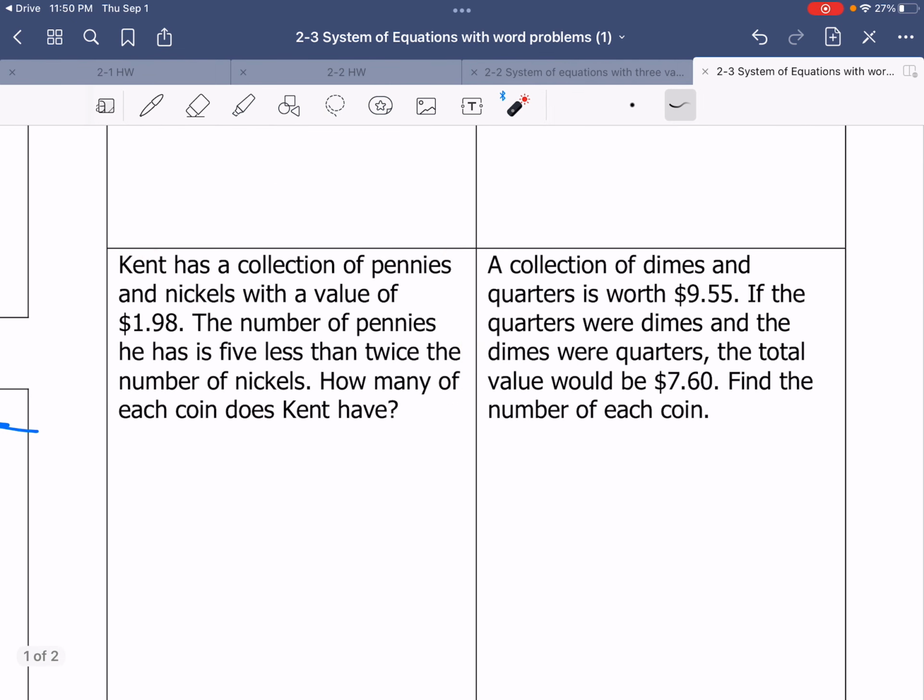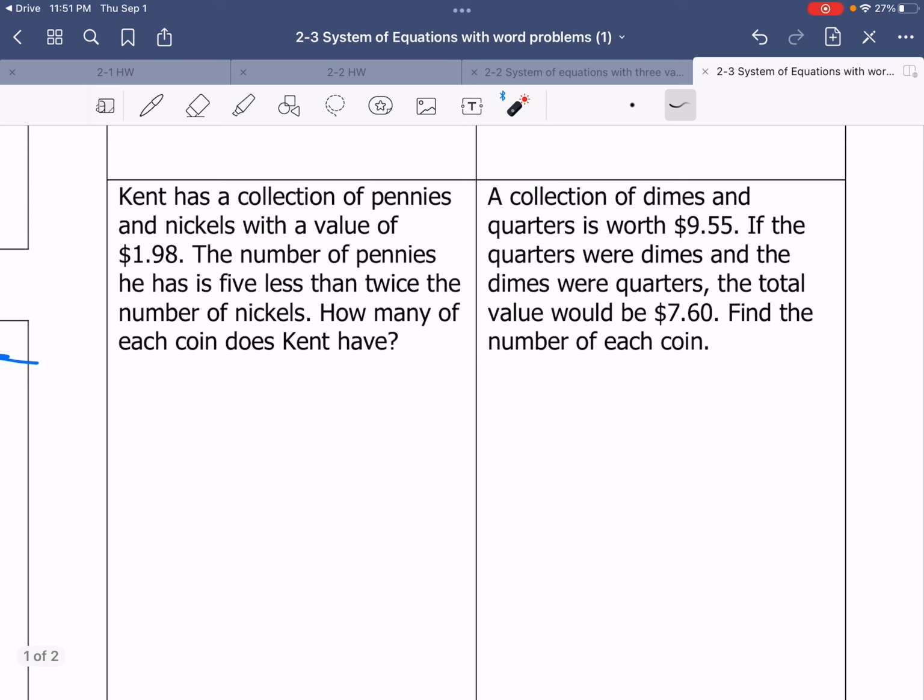And let's go to the money question. Now, when it comes to money, always use initials. So pennies P, nickels N, okay? Kent has a collection of pennies and nickels with a value of $1.98, okay? So money goes with money. So a penny is 1 cent. So money, 1 cent. I don't know how many pennies he has. Plus a nickel is 5 cents. I don't know how many nickels Kent has.